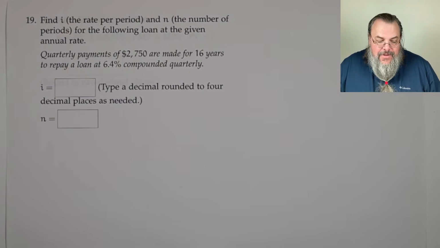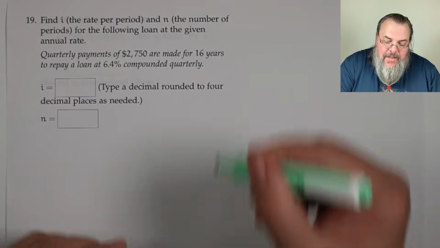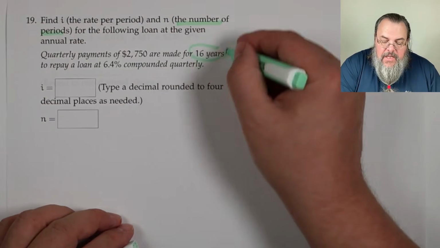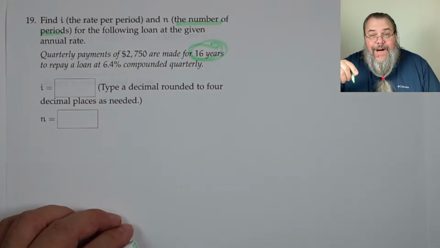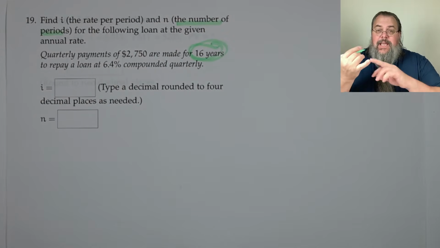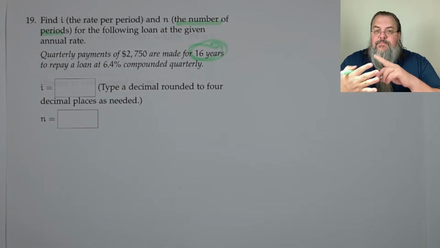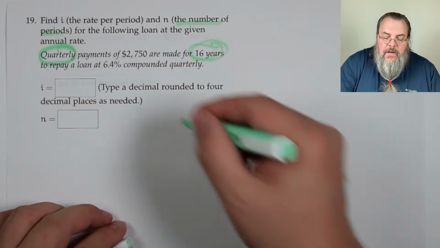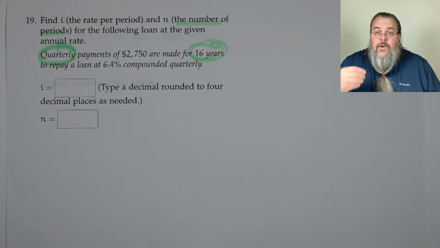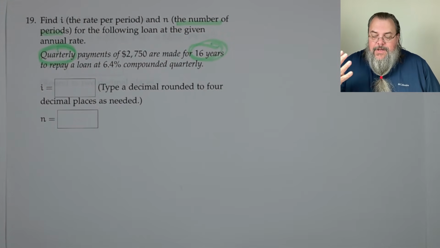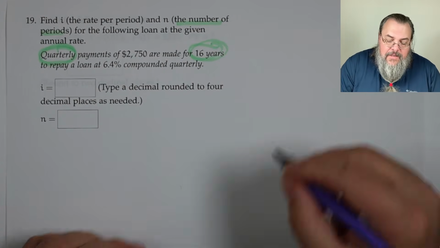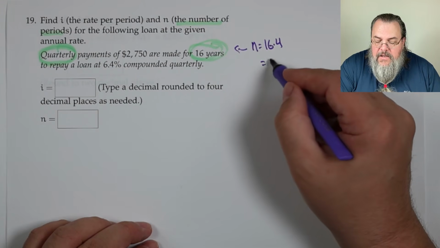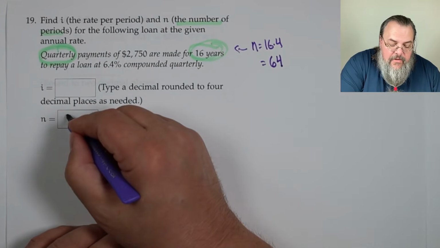All right, so we see N is the number of periods. So what are we looking for? Well, you look for two things: how many years, and then how often per year. So you're looking for words like annual, semi-annual, quarterly, monthly. Those are your key words. Well, it says quarterly. So we make 4 payments per year. That's where quarter comes from. And so N is 16 times 4, which gives us 64. So that's our N.